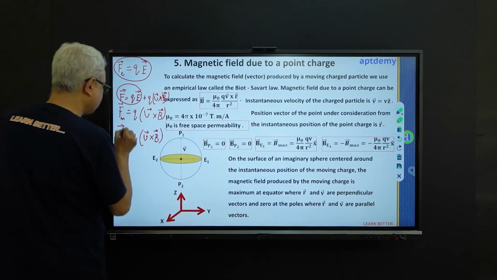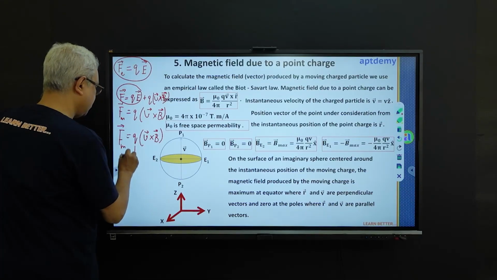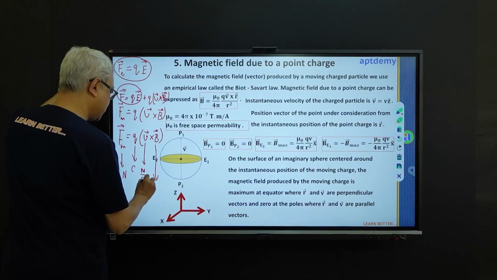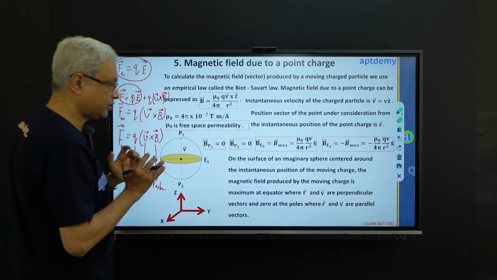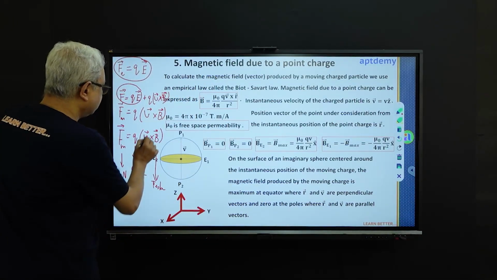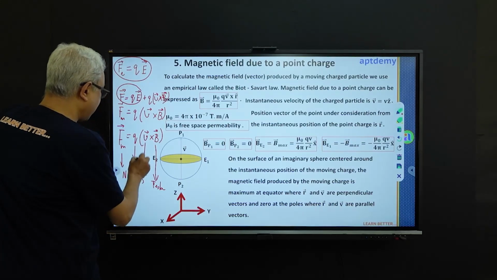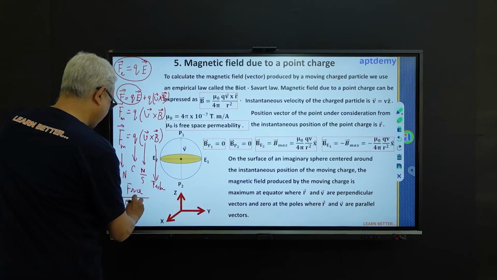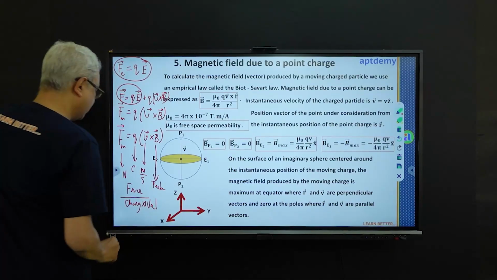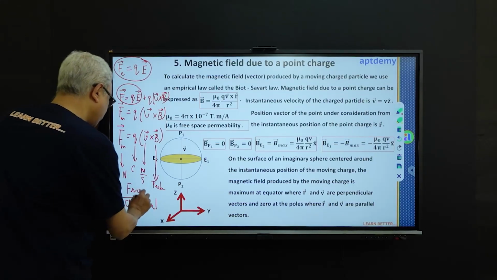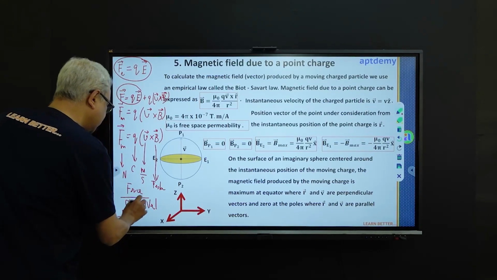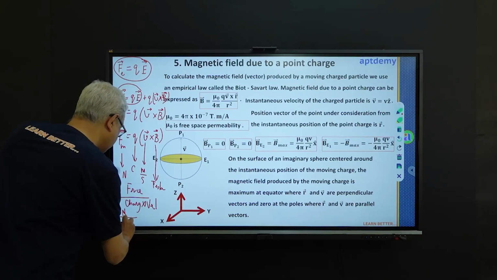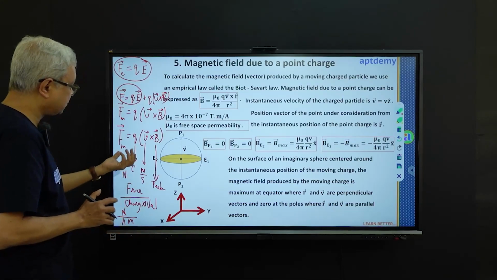We know the SI unit of force is Newton, charge is Coulomb, velocity is meter per second, and B is Tesla. Sometimes you have to play with the units. So this Tesla can also be expressed as force divided by charge into velocity. That means the force unit is Newton in SI, divided by charge into velocity, which is charge into distance by time. So charge by time is ampere and the remaining is meter. So Newton per ampere meter, Tesla can be expressed like that also.